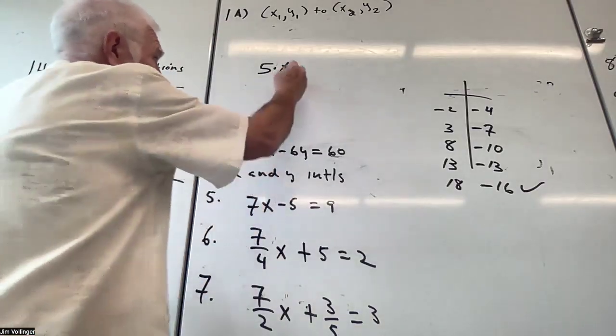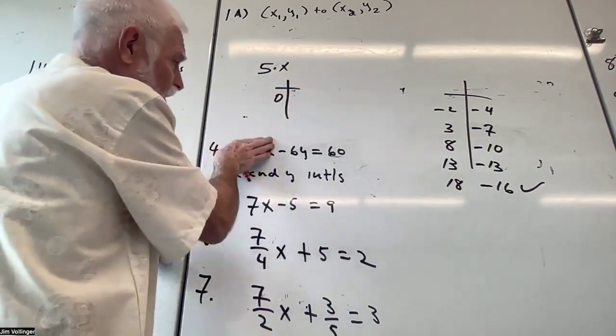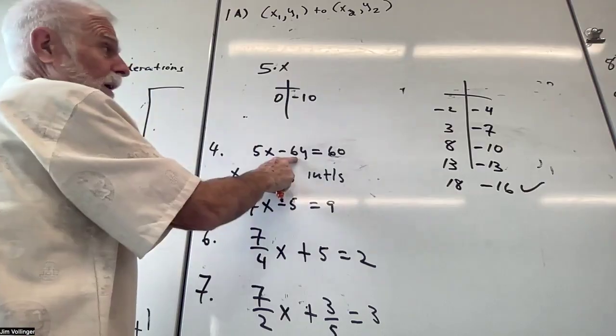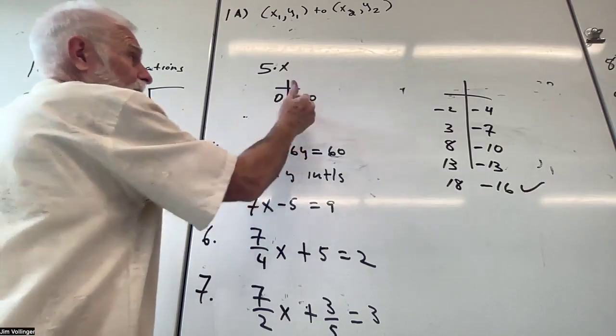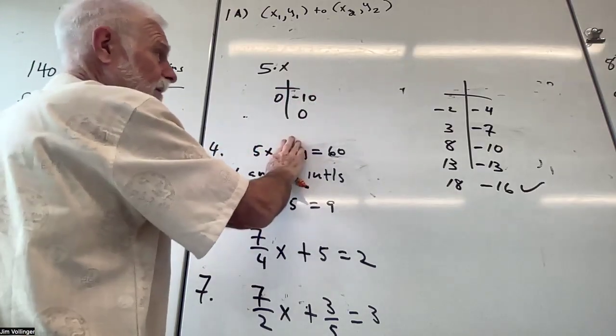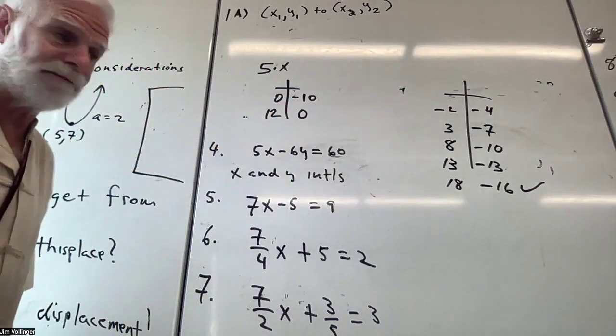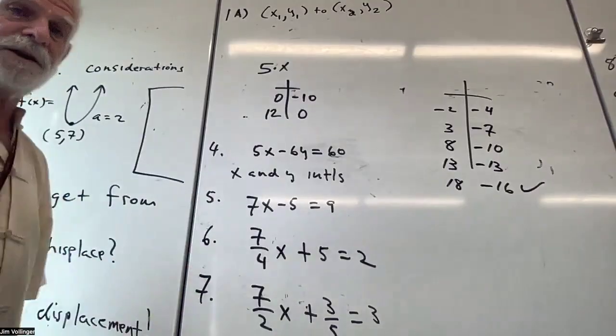If I put a 0 in, I think I can solve minus 6y equals 60. And if I recognize 6y as a product, I think I can put 0 in there and get 12. I got 2 points. I connect them. I got the graph. And I'm using the x and y intercepts.